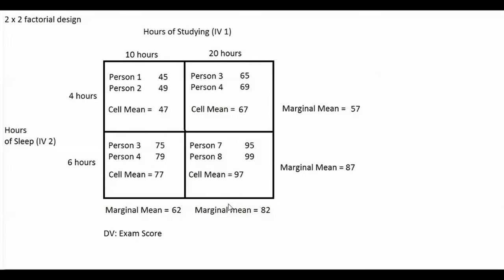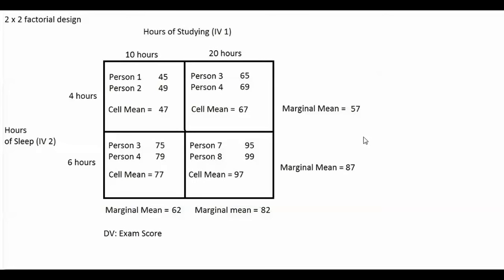The difference between the two column means is the main effect of IB1. If the two column means are equal, then there's no main effect of IB1. If the two column means are not equal, then there is a main effect of IB1. These two column means are not equal, so our data is showing a main effect of IB1.